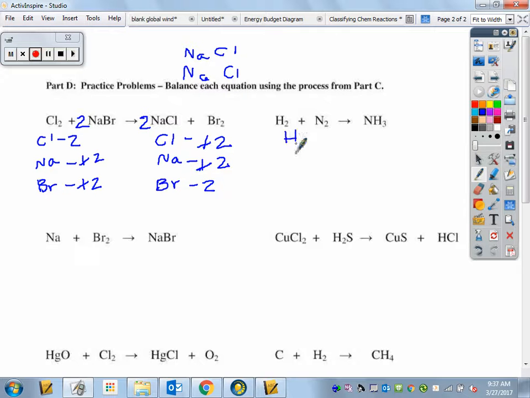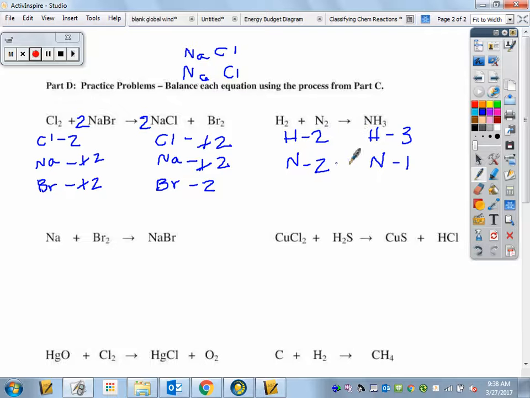Alright, let's list them over here. So we have an H and an N on my reactant side, and I'm going to put them in the same order, H and N on my product side. It looks like I have 2 hydrogens, 2 nitrogens to start. I have 3 hydrogens and only 1 nitrogen to start. So I need to start balancing.